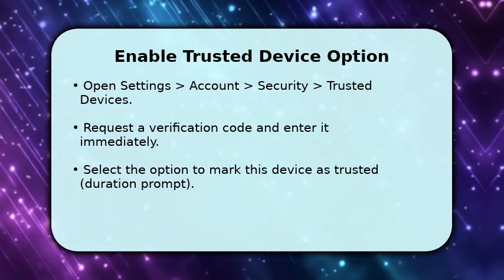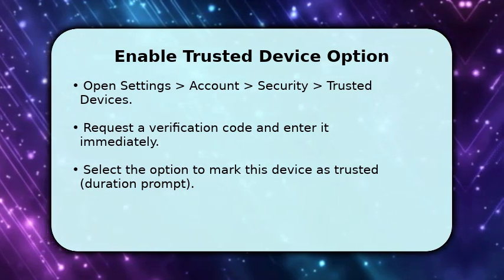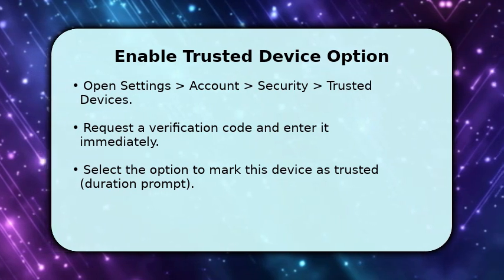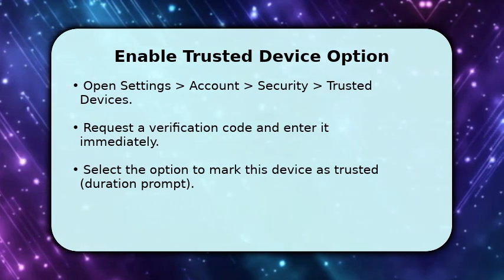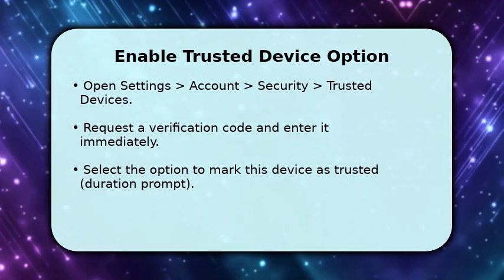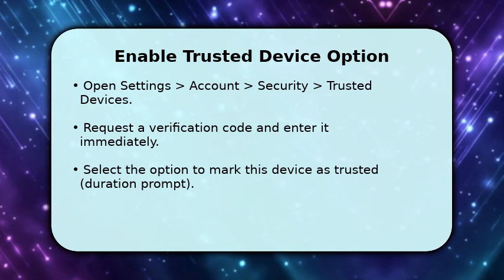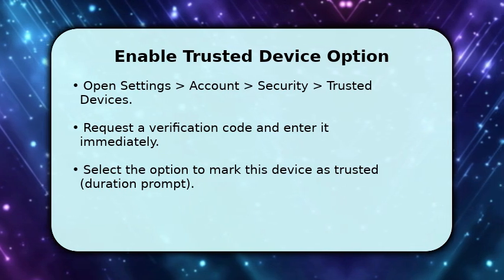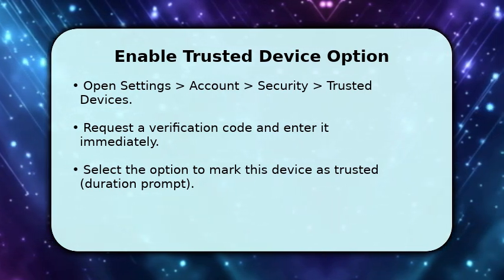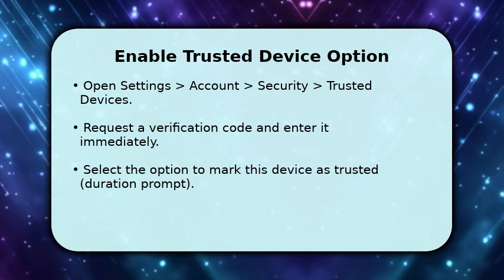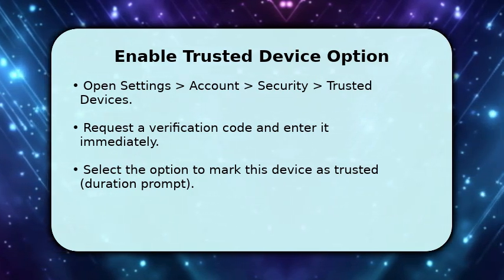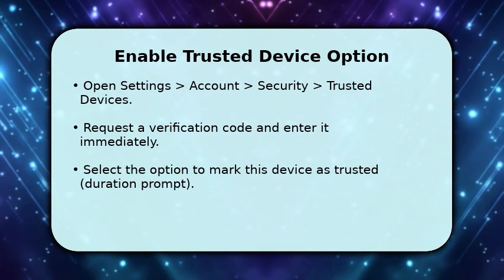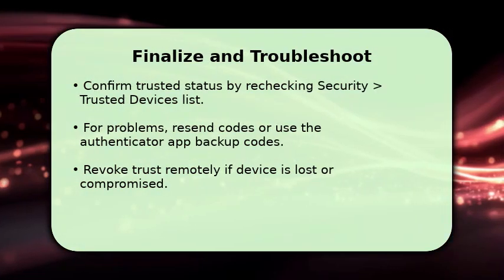When the code verifies, Pubg will present an option to mark this device as trusted. Choose the suggested duration such as 30 days or custom if available. You do this because trusted devices skip repeated verification. Make sure to name the device clearly so you can recognize it later, and confirm the change to complete the middle step.